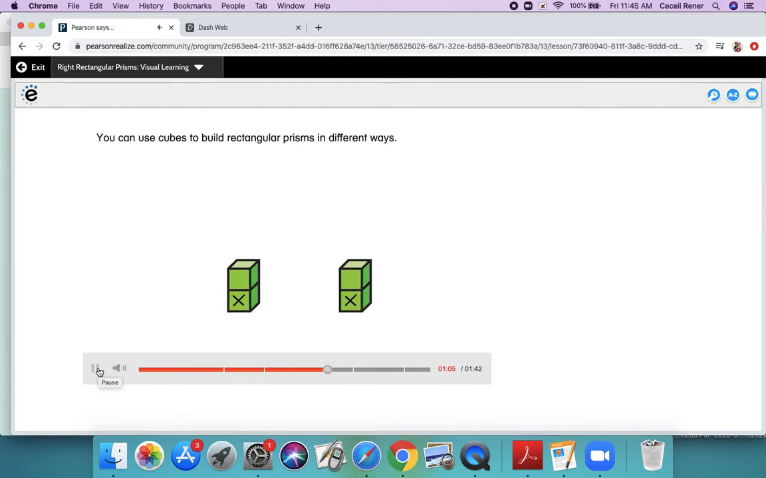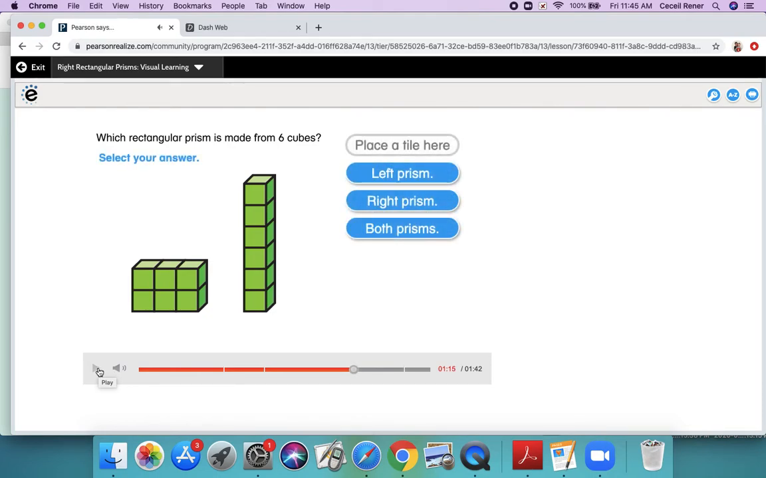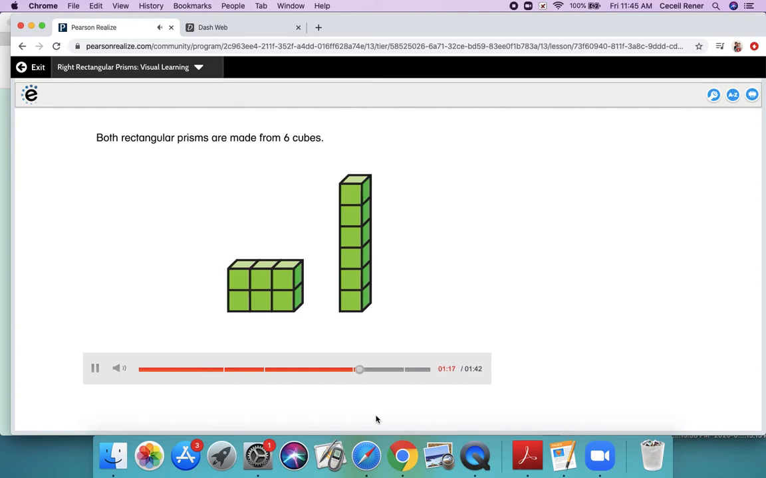You can use cubes to build rectangular prisms in different ways. Which rectangular prism is made from 6 cubes? Select your answer. So let's see. We can count them. Let's count. 1, 2, 3, 4, 5, 6. That one's got 6, and let's count this one. 1, 2, 3, 4, 5, 6. Oh, it's both prisms. Both rectangular prisms are made from 6 cubes.